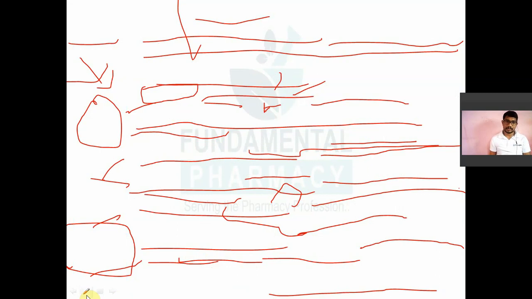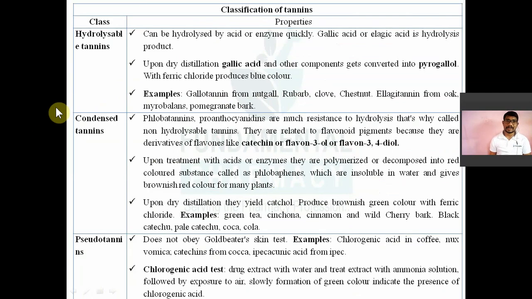So there are three kinds of tannins again. Hydrolyzable tannins are easily hydrolyzed with acid or enzyme. Gallic acid and ellagic acid are the hydrolysis products. Upon dry distillation, gallic acid will be converted to one compound known as pyrogallol.